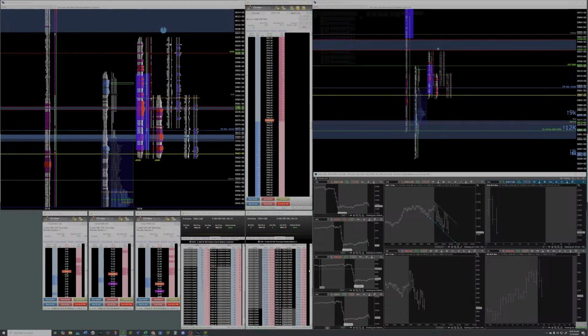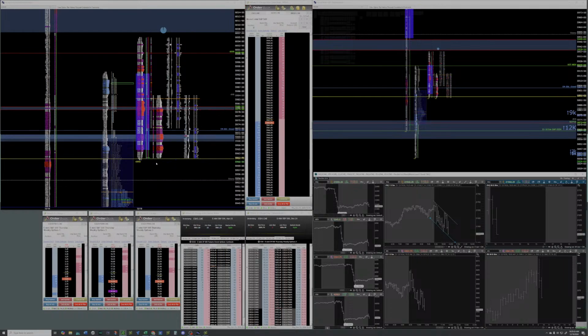Look at that. Look at that. We are really close. And the market is going to open. Next period is going to open at a loss, man.